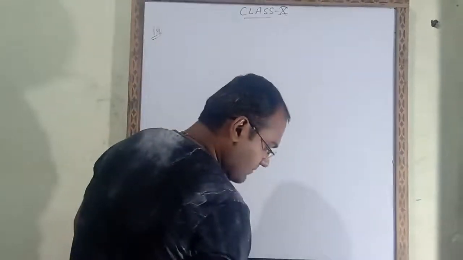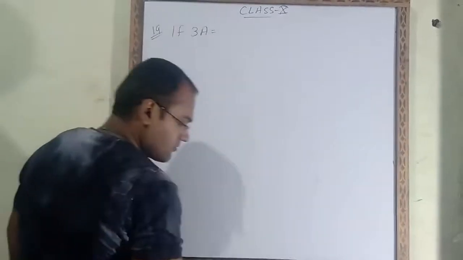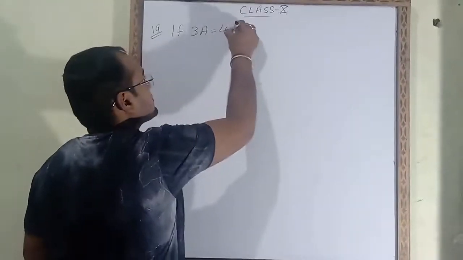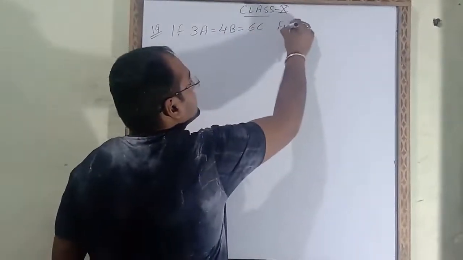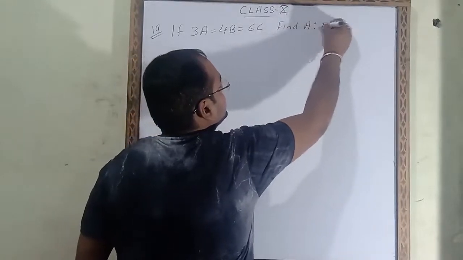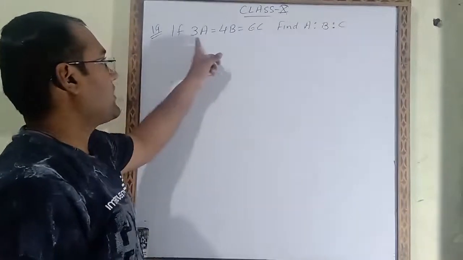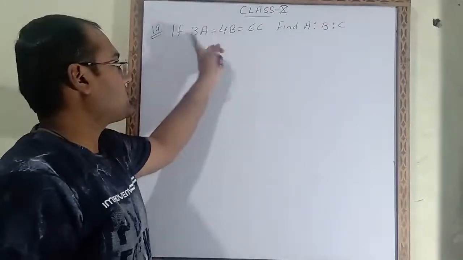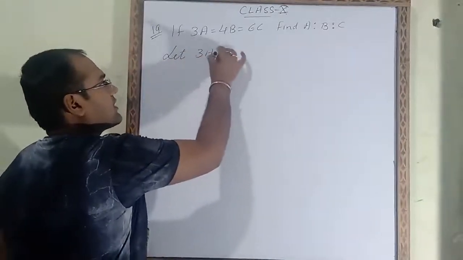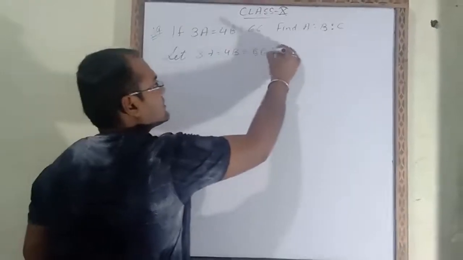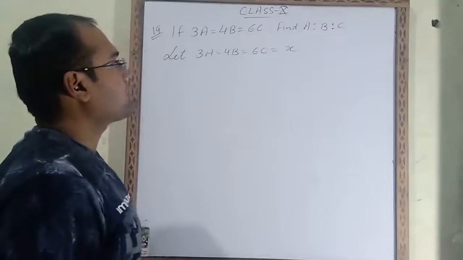In this question, if 3a is equal to 4b is equal to 6c, then find A is to B is to C. So what is given here? 3a is equal to 4b is equal to 6c. These three are equal to each other. Let's say 3a is equal to 4b is equal to 6c is equal to x. We will assume that all these three are equal to x.